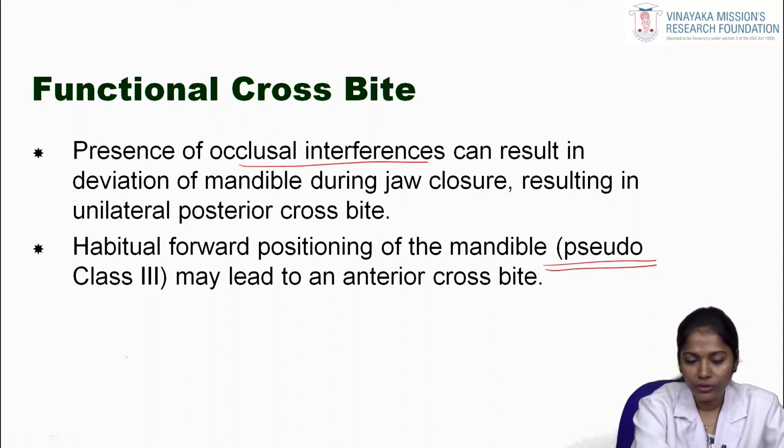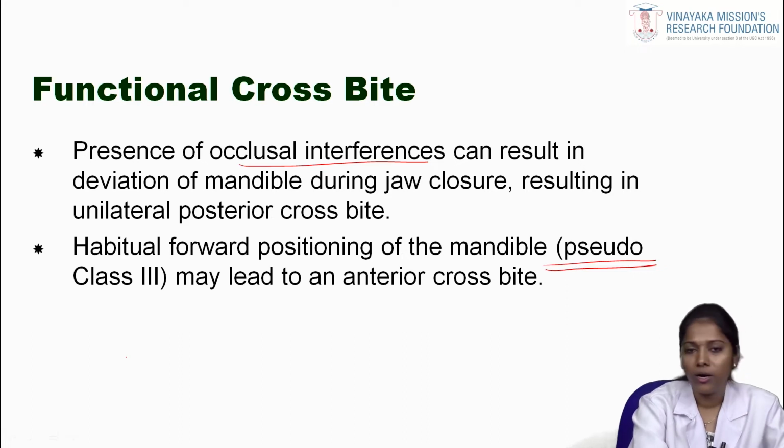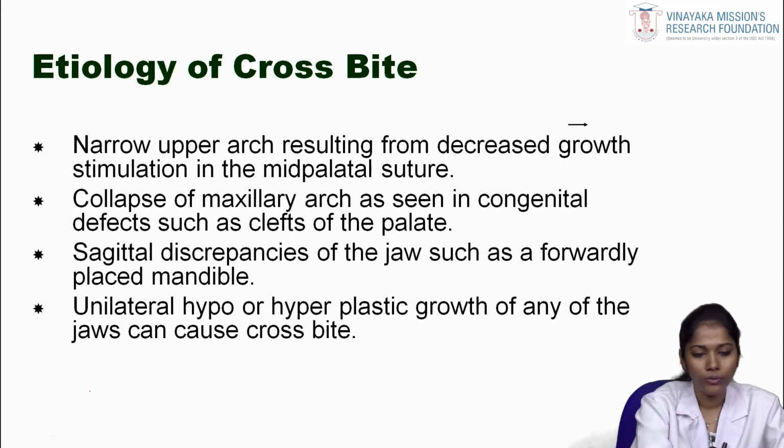So, in case of functional crossbite, it is due to the hindrances or interferences produced by one or other teeth that deviate your jaw to either the right side or the left side or anteriorly before closure. That leads to crossbite. So, if we see the etiology, to put all the previously seen points in a line: a narrow upper arch that leads to decreased growth stimulation in the mid-palatal suture. Collapse of the maxillary arch, as we can see in congenital defects like cleft lip and palate.